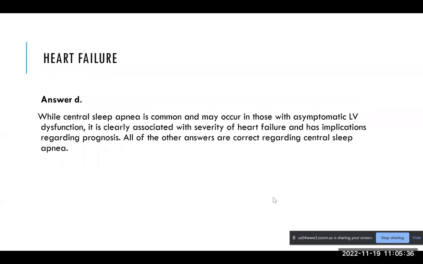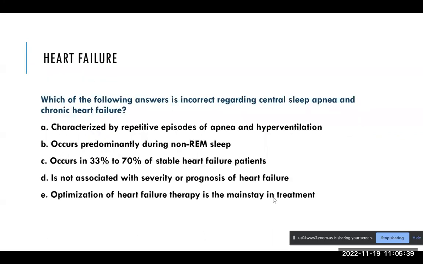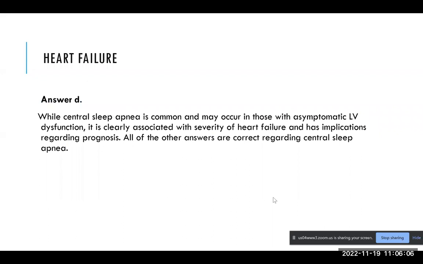So the answer is D. It is associated with severity and prognosis of heart failure. And this is the message. All of these are just distractions, the statements. So the thing is, central sleep apnea is just like hyponatremia, just like the presence of atrial fibrillation, just like the presence of many factors, one of the indications of severity of heart failure. Good.